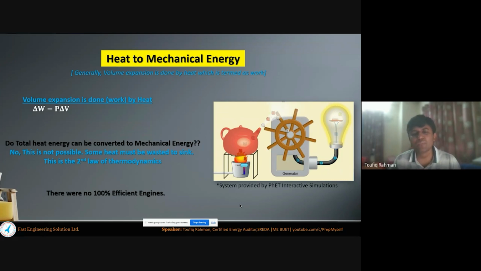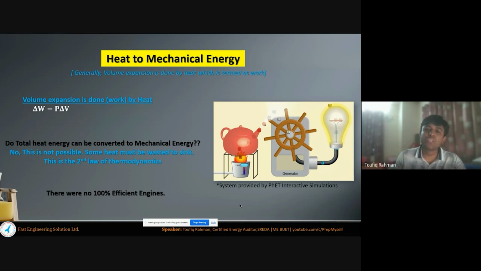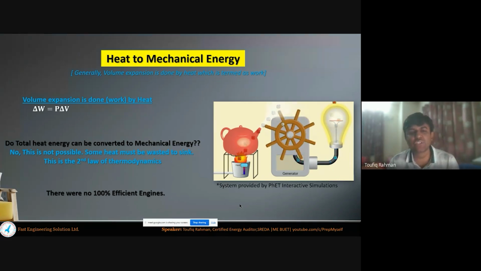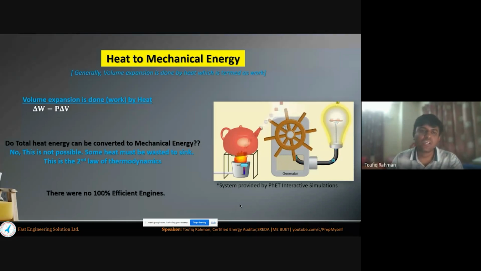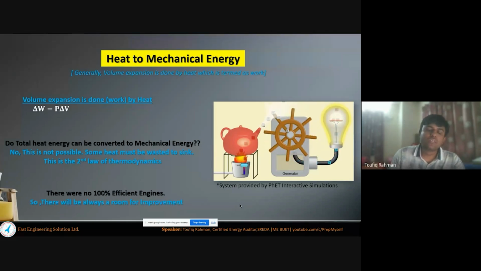So some heat must be lost. Some efficiency must be degraded. So there is no limit, but our target is to minimize the loss. So there will always be room for improvement.